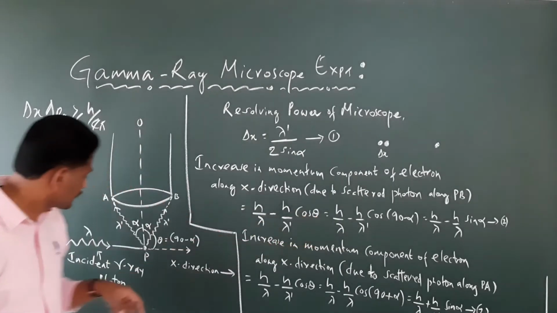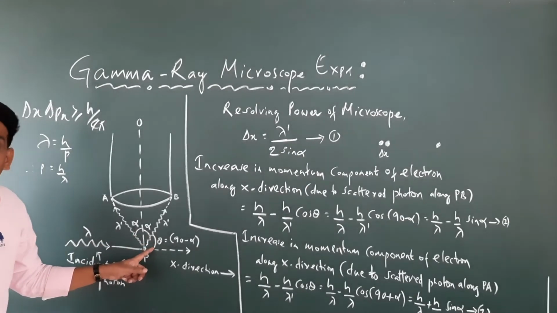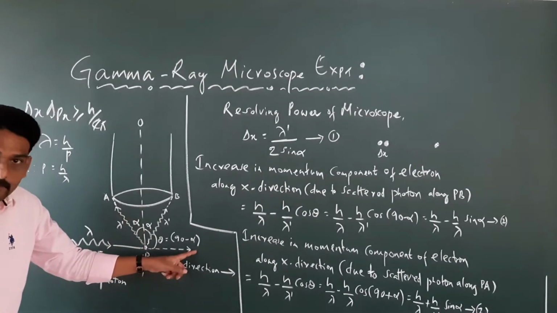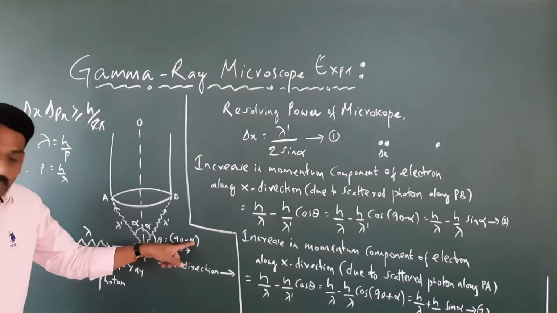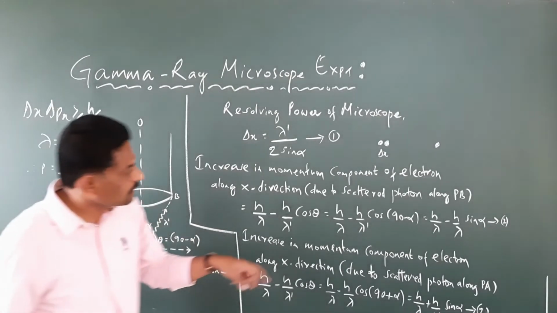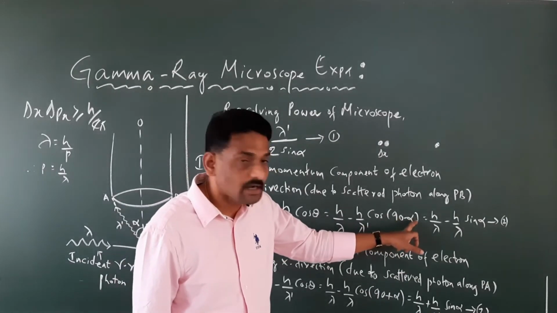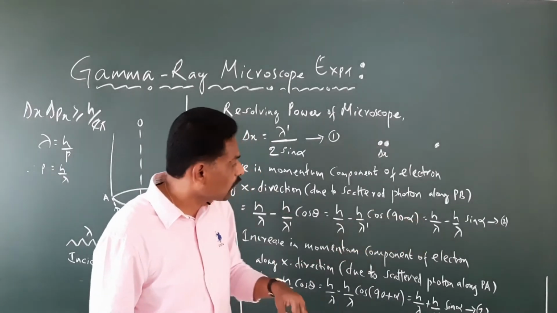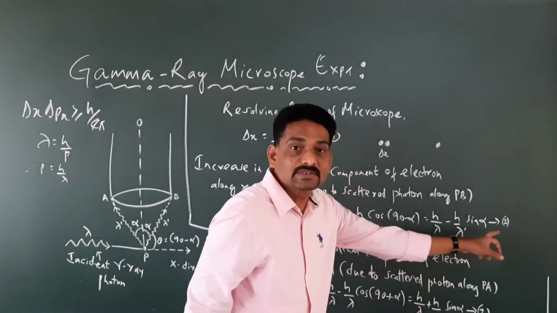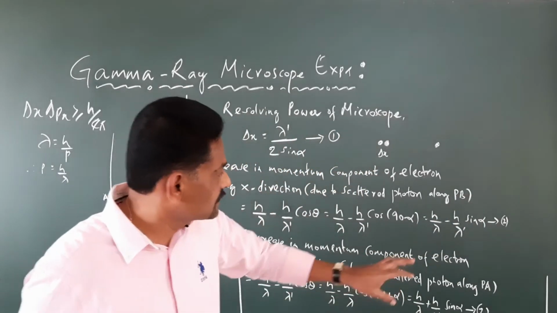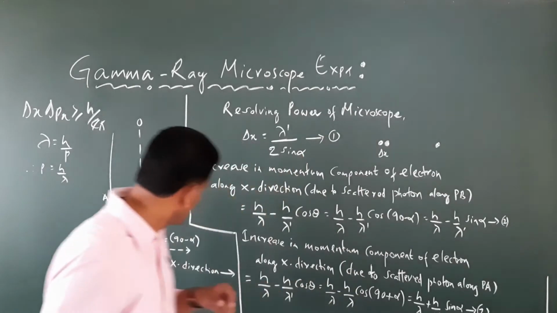But what is theta here? You can see this is angle alpha. This angle is written as theta. What is that angle theta? This is 90 degrees, and if this is alpha, theta is going to be 90 minus alpha. So if you replace theta by 90 minus alpha, what are we going to get? cos of 90 minus alpha is sin alpha. Therefore we get h by lambda minus h by lambda dash into sin alpha. What is this? This is the momentum gained by the electron due to the scattered photon which is traveling along the PB direction.